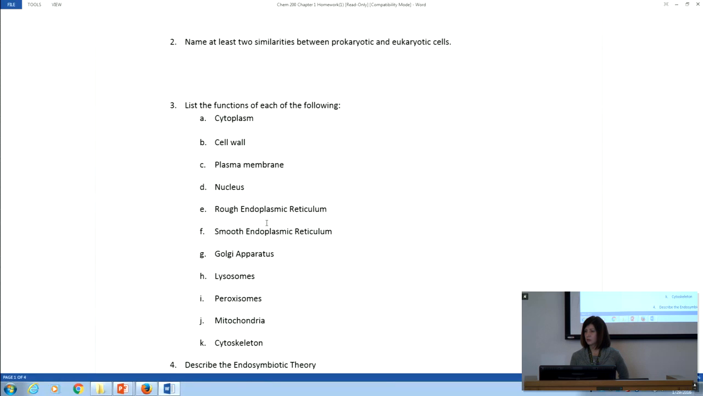Yes. That's who go from the rough ER to Golgi. I don't know. I'm just looking for main. Okay. Does a vesicle go from the? I don't know.